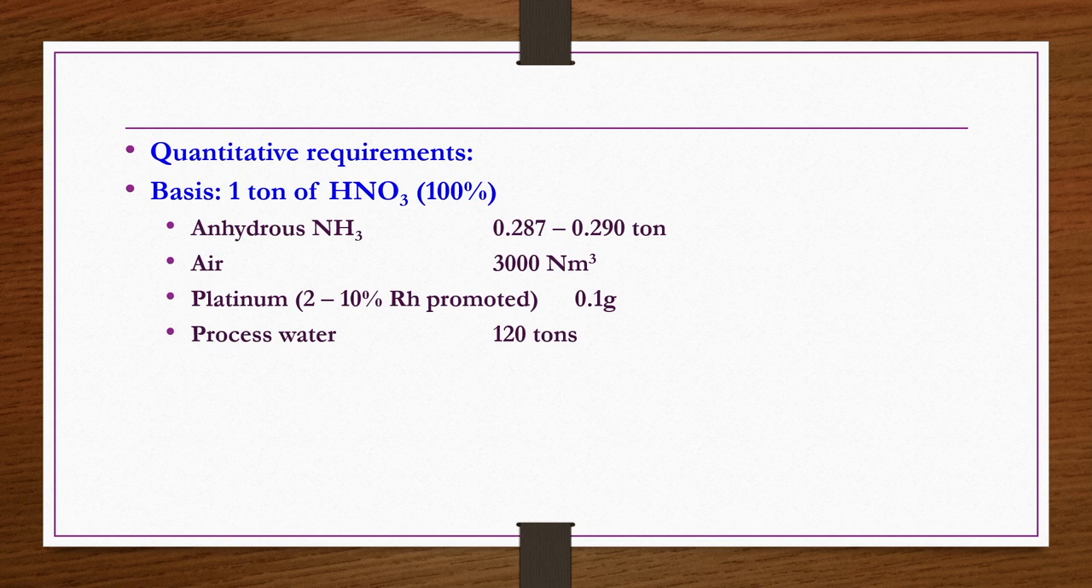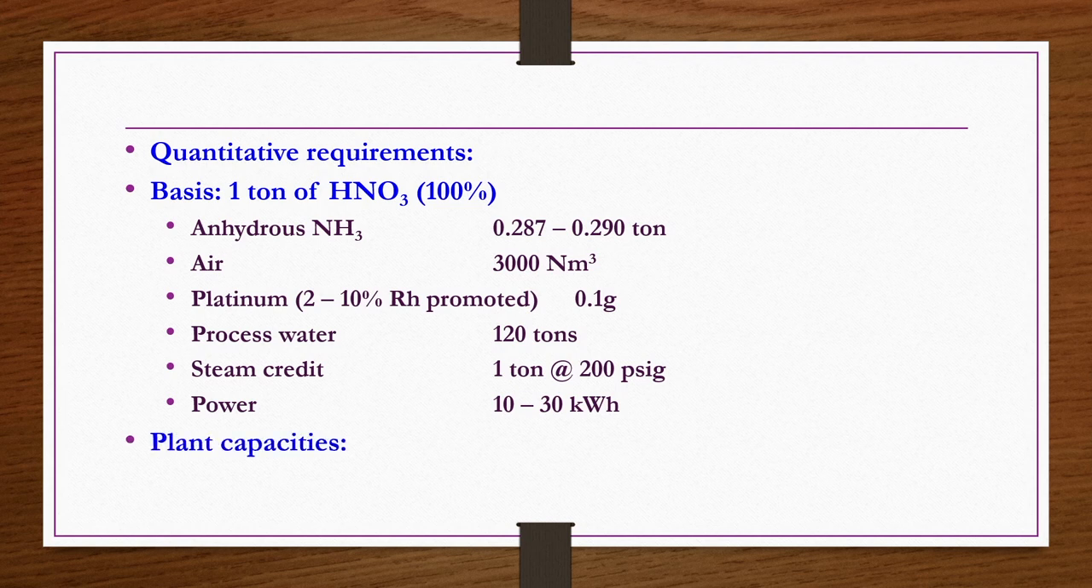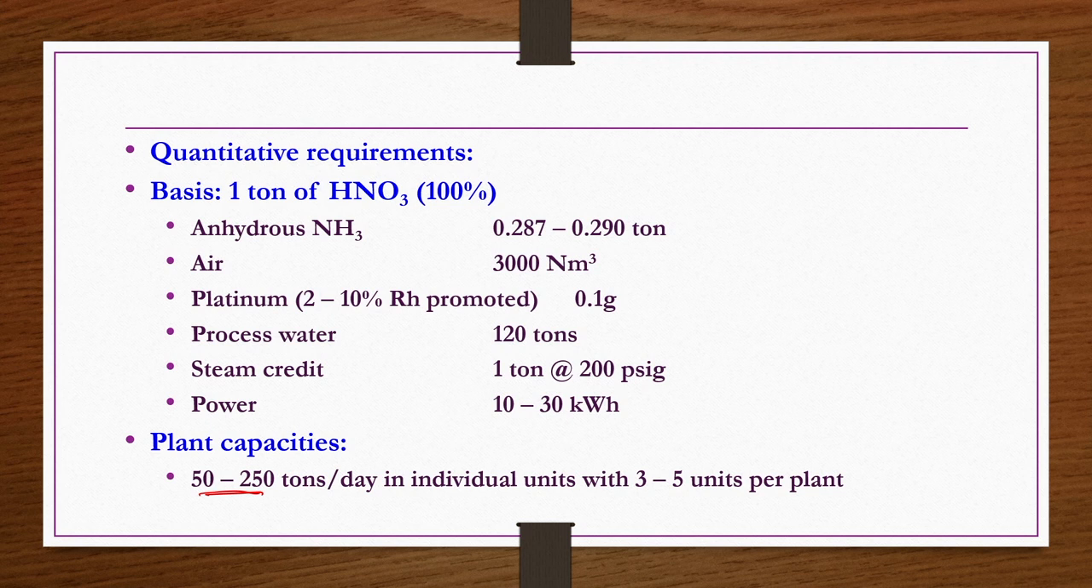In this reaction, so much heat is evolved that cooling is required, so you need so much process water. To get 1 ton of nitric acid, you need 120 tons of process water, because absorption is also involved here. Not only absorption, cooling of the system is also required in order to recover the energy, etc. Steam credit 1 ton at 200 psig, power 10 to 30 kilowatt hours, and plant capacities between 50 to 250 tons in individual units, with 3 to 5 units per plant. In a plant, you may have 3 to 5 units producing nitric acid.